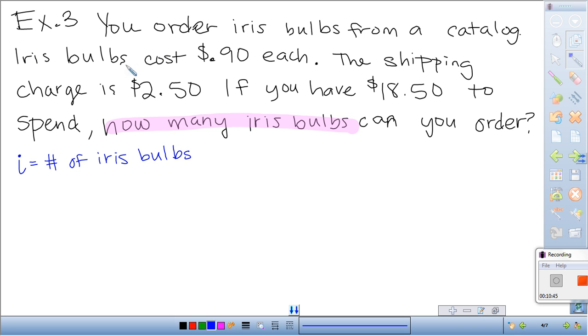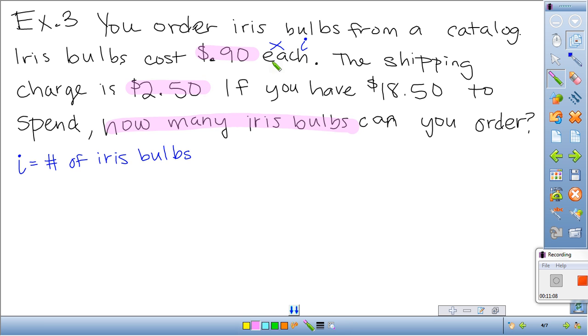And it says iris bulbs cost 90 cents each. So each tells us to multiply. We're multiplying the 90 cents times however many iris bulbs we buy. So it's 90 cents times the number of iris bulbs. The shipping charge is $2.50, and that's important. No matter how many you buy, you're going to pay the $2.50. You have $18.50, so everything you spend has to add up to $18.50.